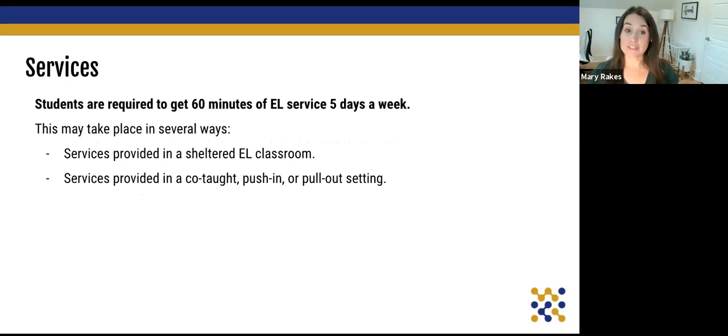We're thinking about services for our newcomer students. All EL students are required to get 60 minutes of EL service 5 days a week. This is going to take place in several different ways. It can be provided in the sheltered EL classroom, which means that all the students in the class are multilingual, or the services could be provided in a co-taught setting, a push-in setting, pull-out, or during the RTI block.